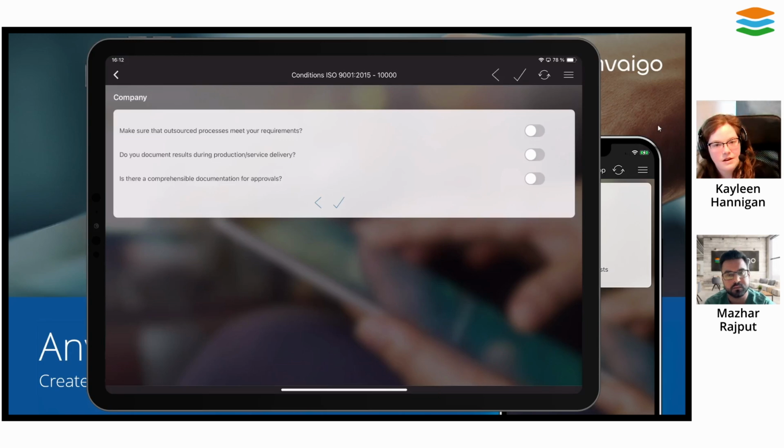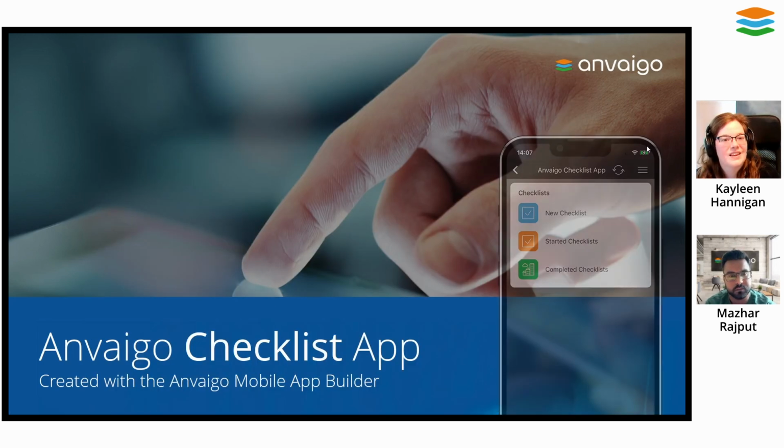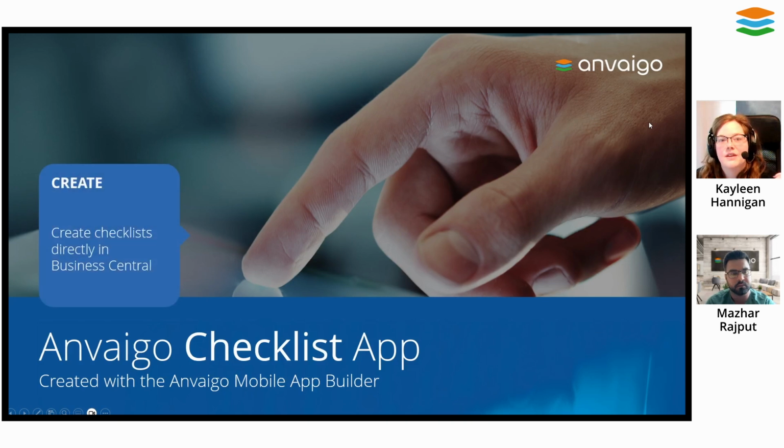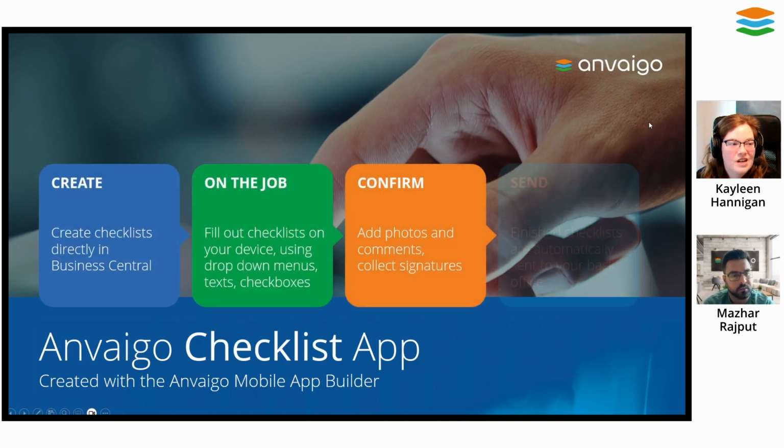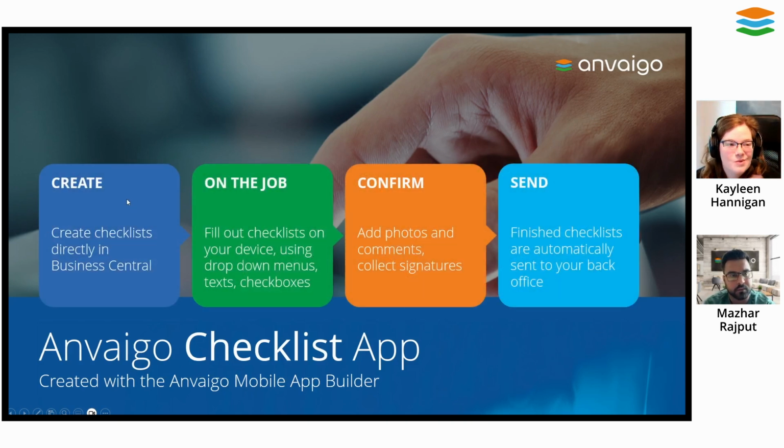Right. So as we can see, there are a couple of steps when we're talking about checklists. Creating checklists, we'll get to that in just a minute. On the job, the ability to fill out everything, drop-down menus, texts, checkbox, confirming all of my information, photos, comments, signatures, and then pushing it back to my back office.